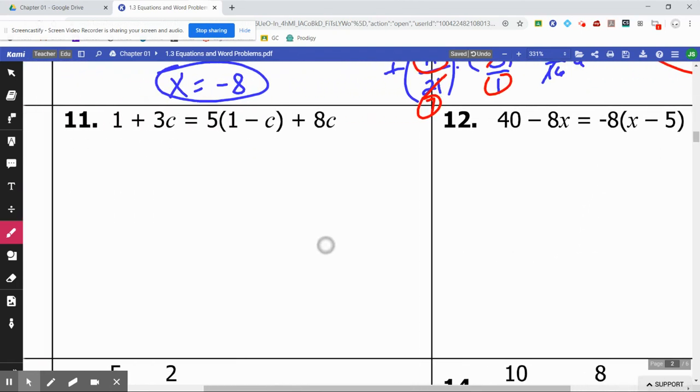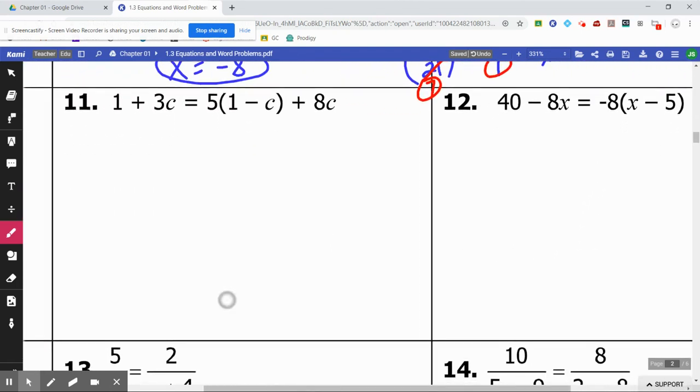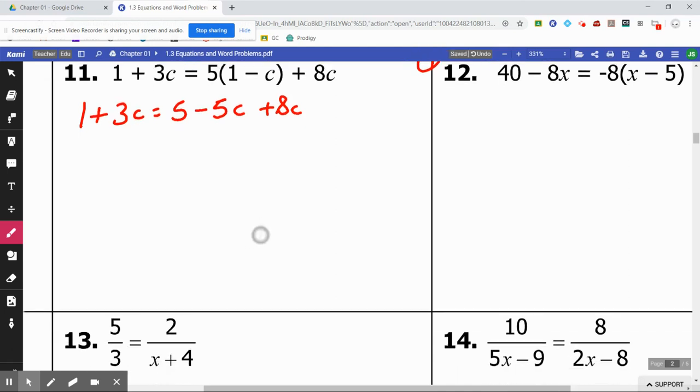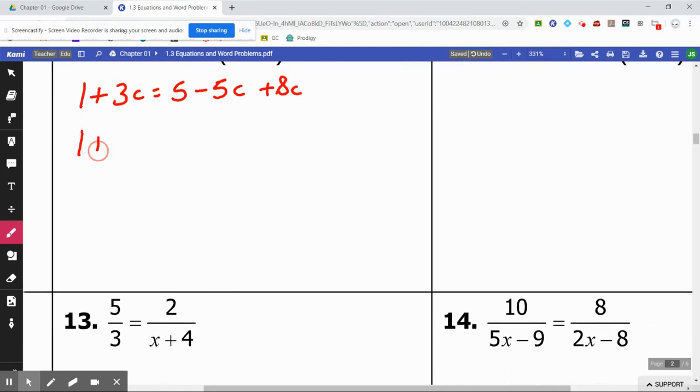Number 11. Step number 1, parentheses. Let's remove them. 1 plus 3c equals 5 times 1, and a positive 5 times a negative would be a negative 5c. Bring down your 8c. We're going to combine all like terms on the same side. 1 plus 3c are not like terms. However, negative 5c and plus 8c are. So bring down your 5, and negative 5 and a positive 8 gives you a positive 3c.